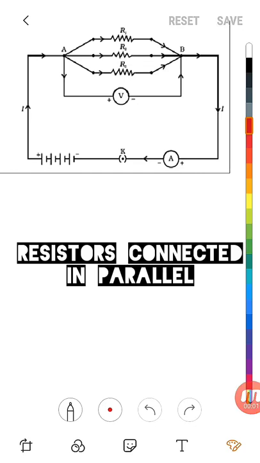Hello kids. So in our earlier video we have already seen the derivation for resistances connected in series. What was series? Series was that the resistors are connected one after the other, end to end, one after the other. Now in this video we are going to see the derivation for resistors connected in parallel.